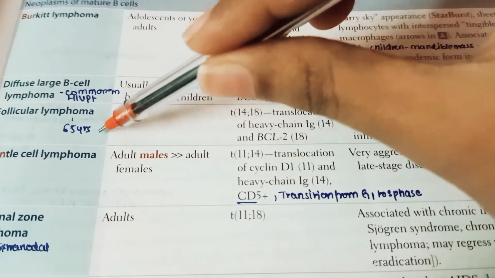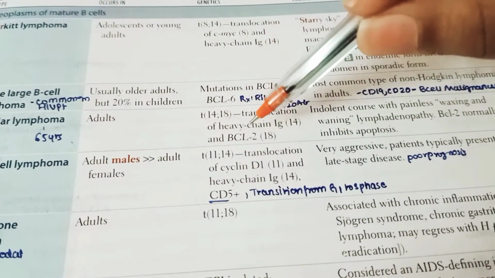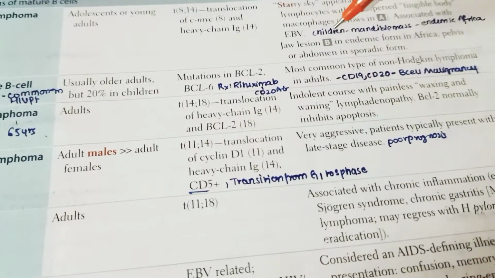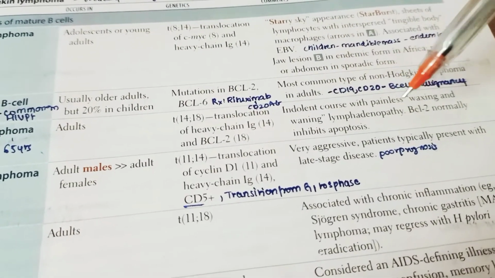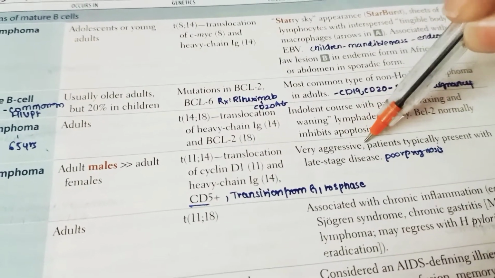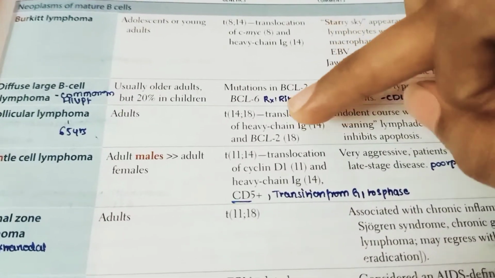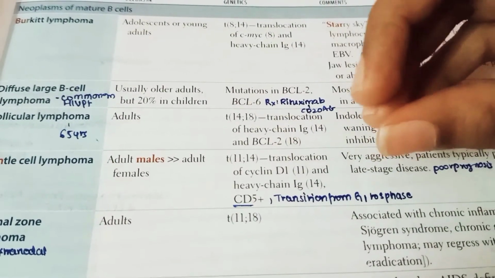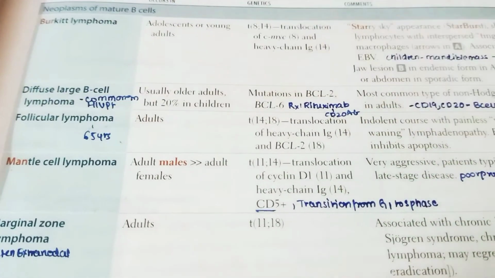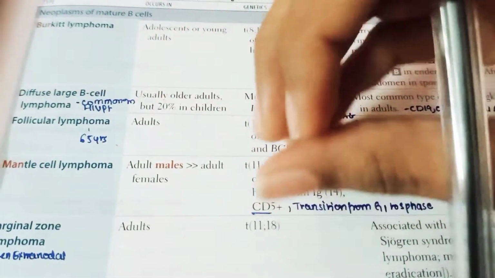Next, follicular lymphoma, around 65 years, most common in adults, 14;18 translocation of heavy chain 14 and BCL2 on 18. Actually, it presents as painless, waxing and waning lymphadenopathy. BCL2 normally inhibits apoptosis. So if there is a mutation in BCL2, you can understand it will start forming a mass. That's why it is a follicular lymphoma. Here there is a follicular mass. Here there is a diffuse whole B cell mass.